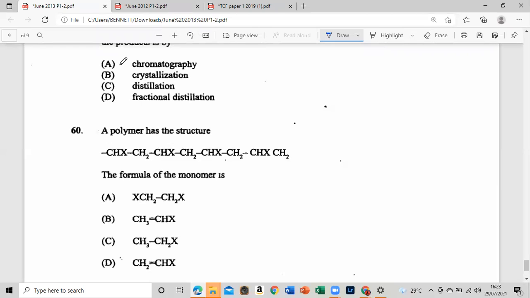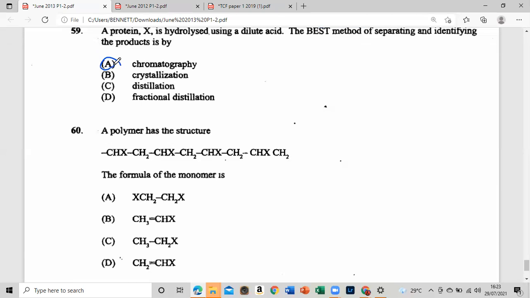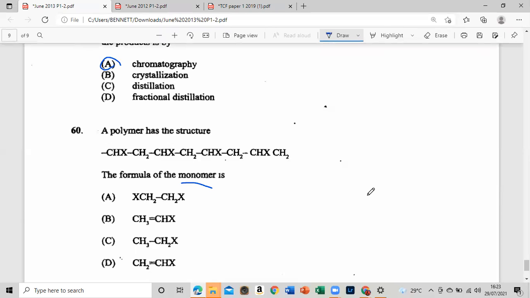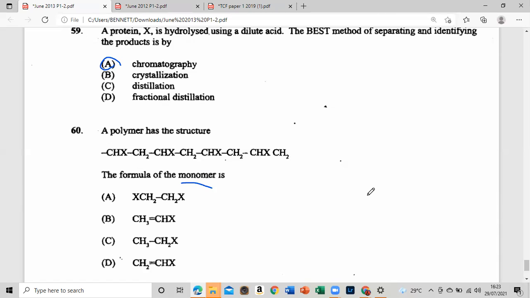59 is B. A polymer has the same structure. The formula of the monomer is 60. Who can guess it? Yes, you are correct. D is indeed correct.